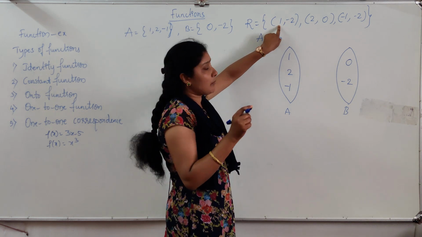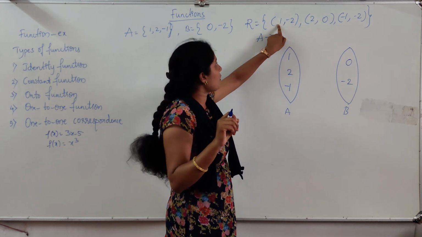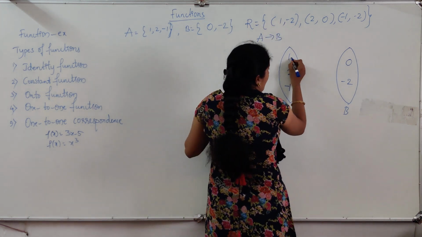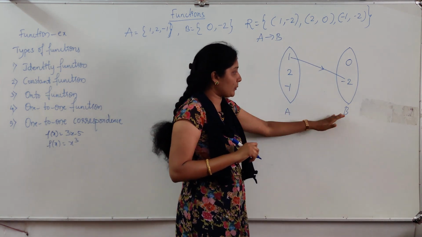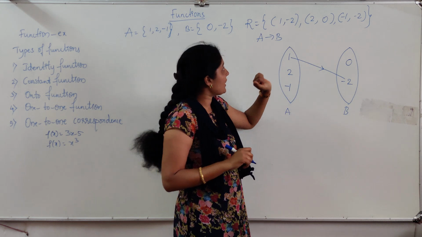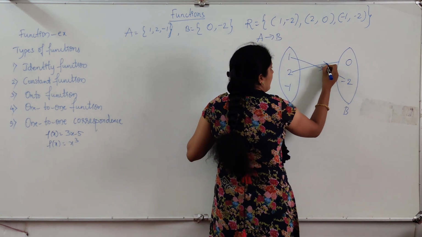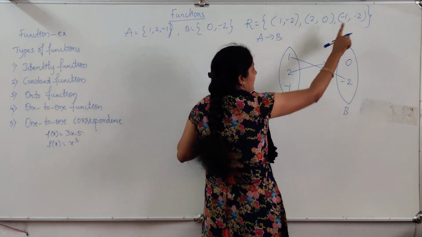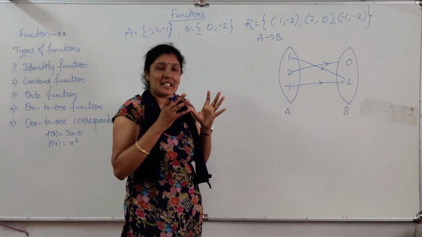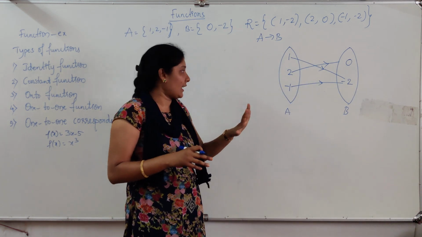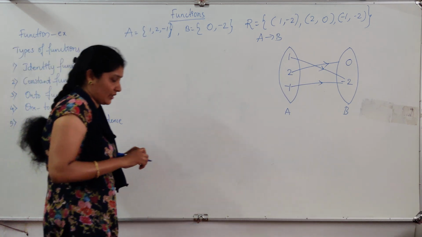So the first element is always the element of A and the second element is always the element of B. So 1 to -2. So the relation from A to B is from 1 to -2. Next, 2 to 0. Next, -1 to -2. So this is an example of representation of a function. Now, let us study the types of functions.